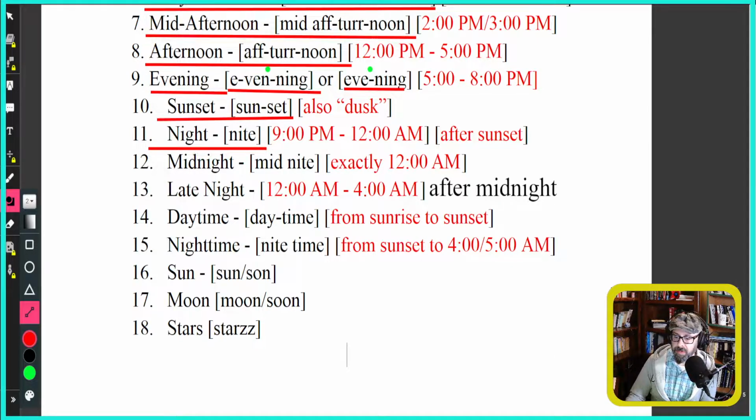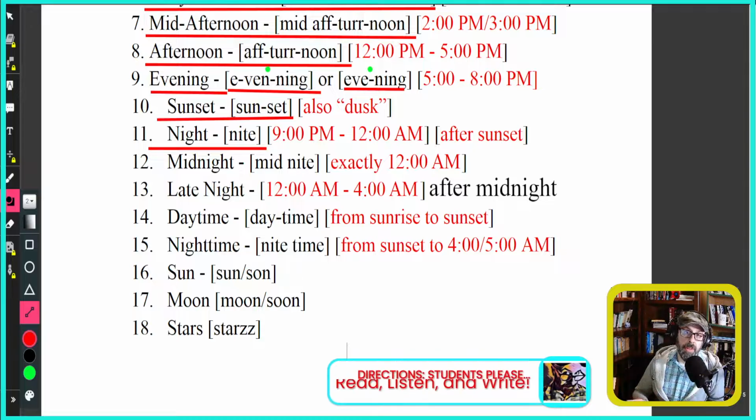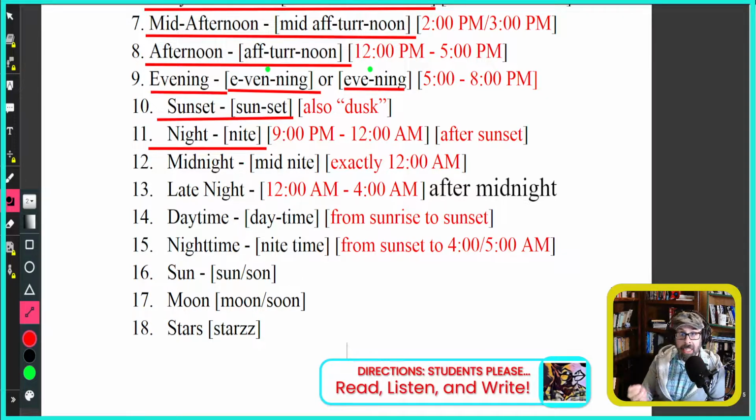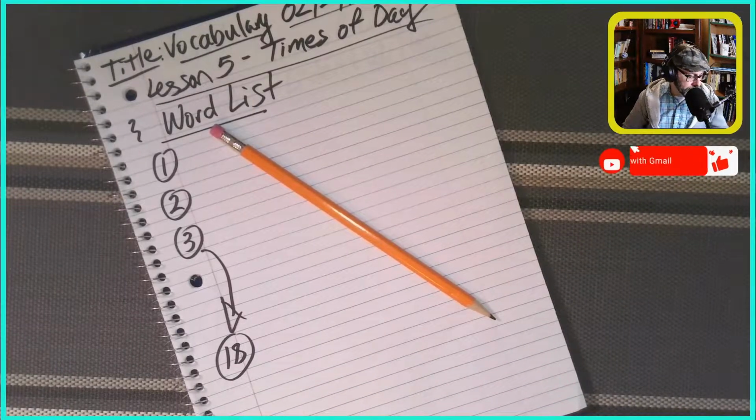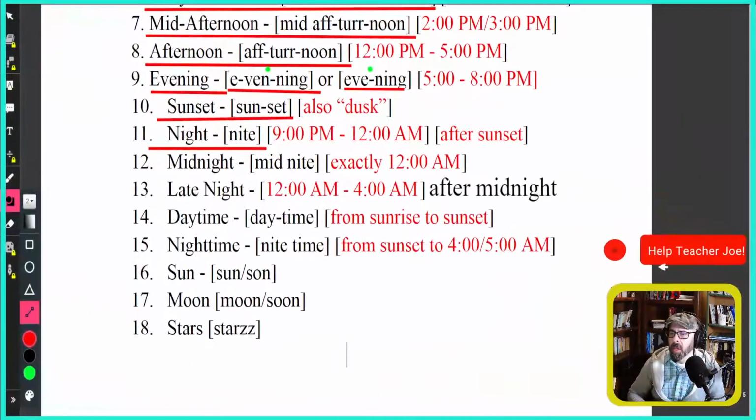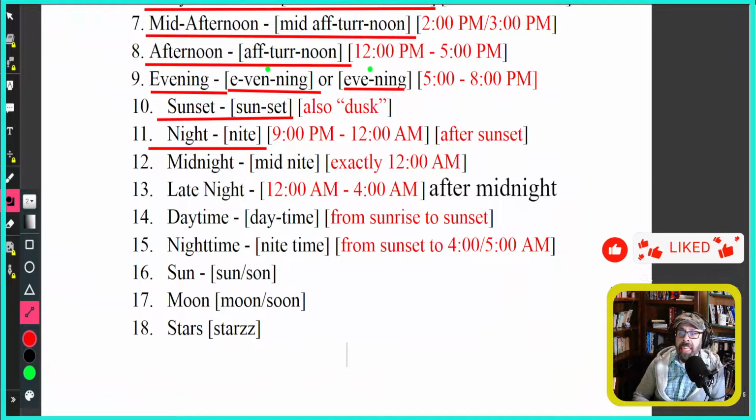Night. Night. Okay, number 11, night. We're doing a read, listen, and copy the word or write the word. Write it in your notebook. Let's see, what did we do? We did night for number 11.